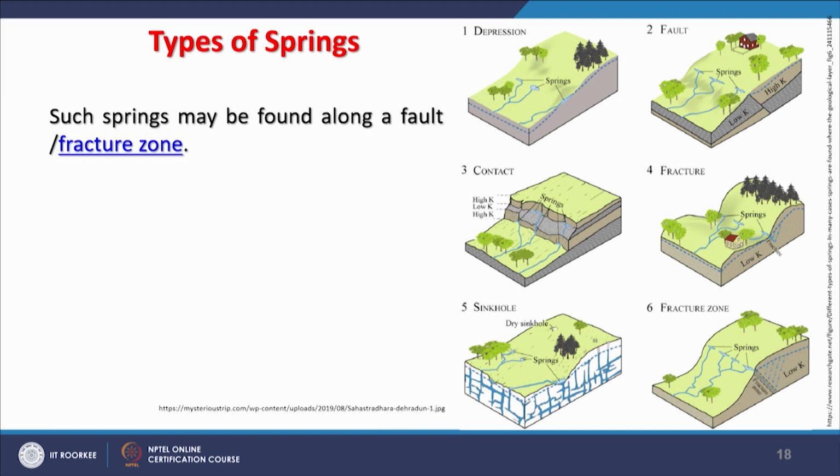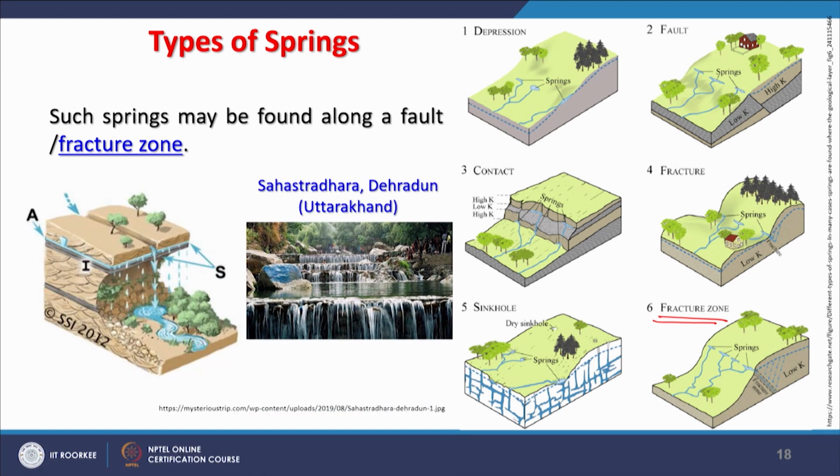Now, another type of spring, the last one, is the fracture zone spring. Such springs may be found along a fault or fracture zone. And this is the example which I wanted to give earlier, about the Sahasradhara. This is the example which is coming from a fracture zone.